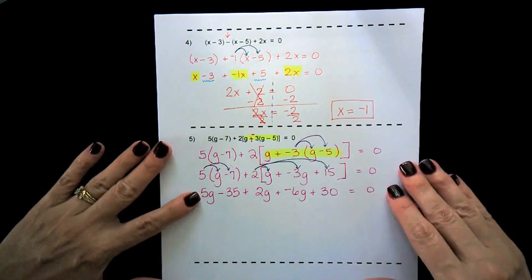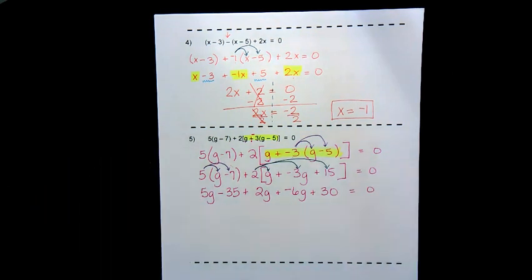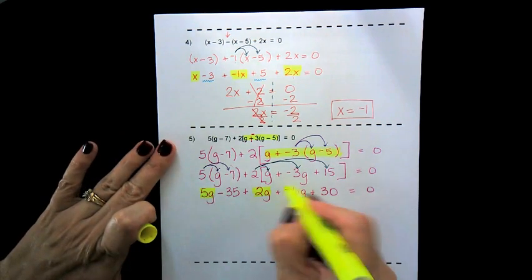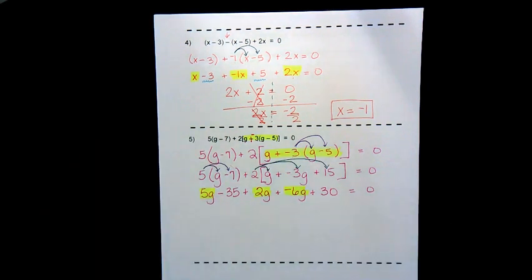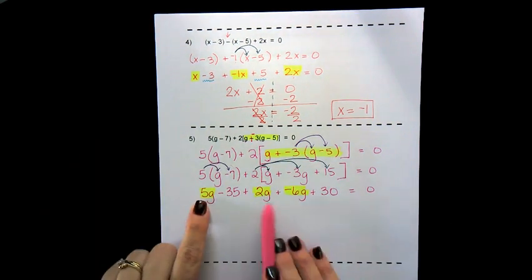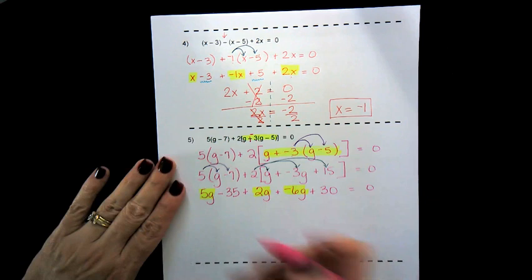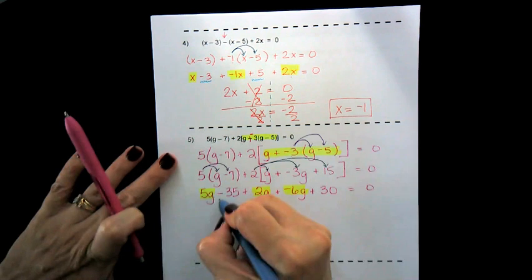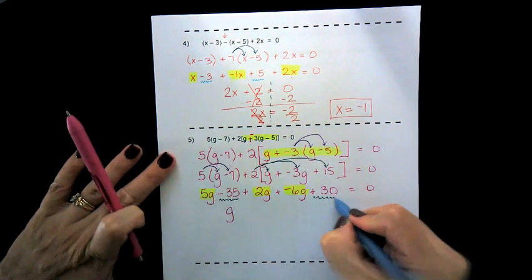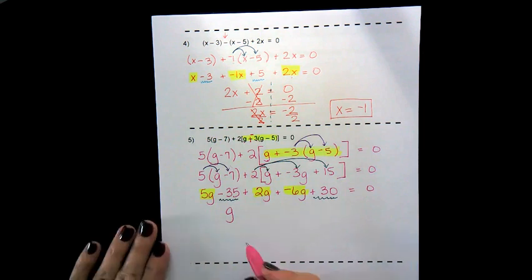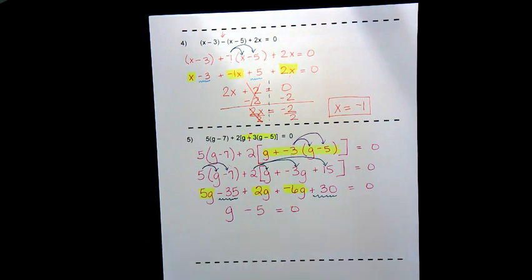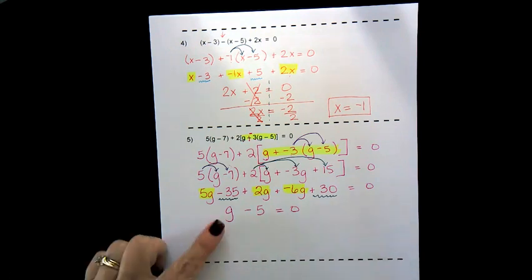Now, can you guess what we'll do next? You're right, like terms. All right, so I'm going to do the 5G, the 2G, the negative 6G. So 5G plus 2G, 7G. 7G plus negative 6G is 1G. And then I have this negative 35 and positive 30. Negative 35 plus positive 30 is negative 5. And it's equal to 0. Well, you may be saying, we don't have a two-step equation. You're right. We have a one-step.